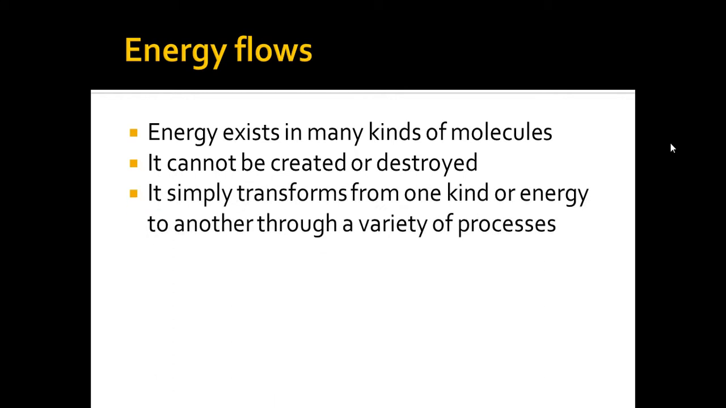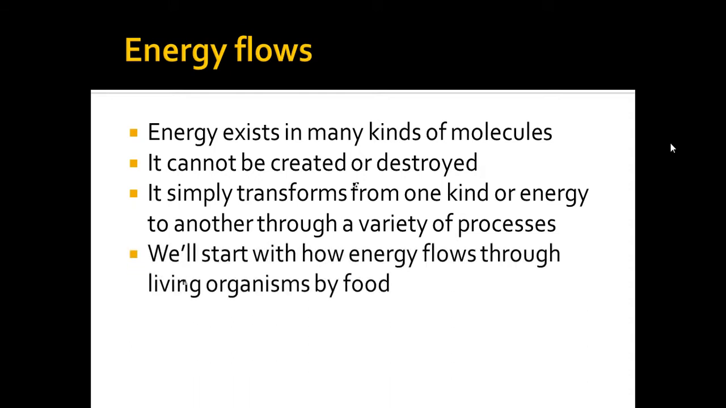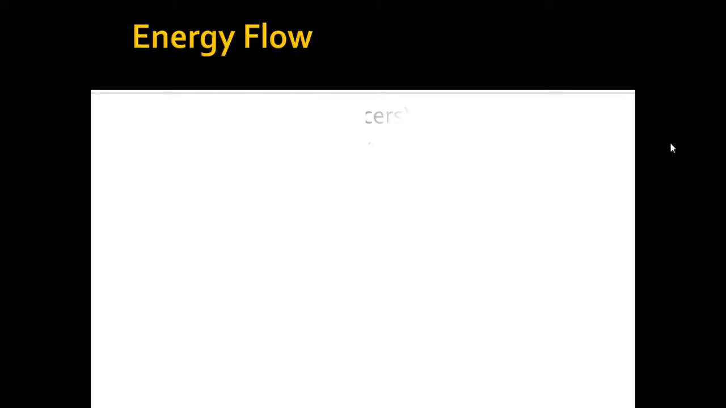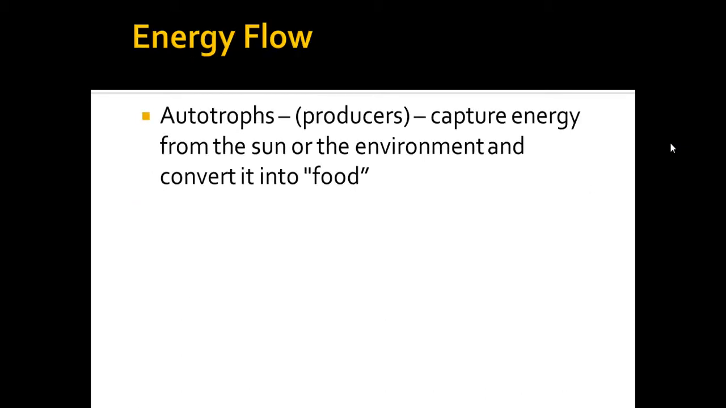However, it can transform from one kind of energy to another through a variety of processes. We'll start with how energy flows through living organisms by food. The first step in any energy flow through living things is with the autotrophs. Autotrophs, otherwise known as producers, these are the plants. They capture energy from the sun or from the environment and convert it into food through the process of photosynthesis.